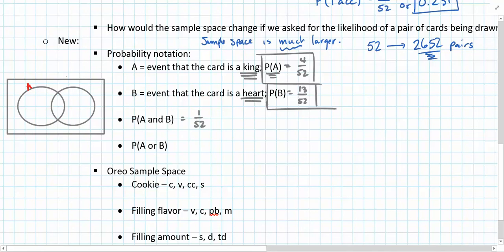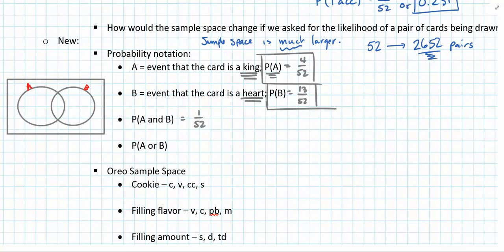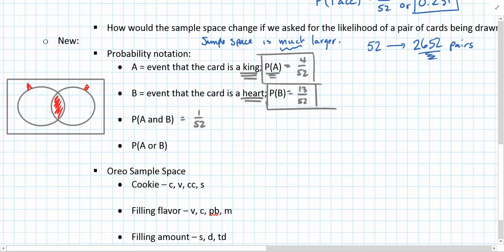So let's let A represent this left-hand circle and B represent the probability of being in this right-hand circle. What we're looking for are the events that are represented by this statement here, the events that are shared by both A and B. So A and B would occur right here where the two parts of the diagram are shared.